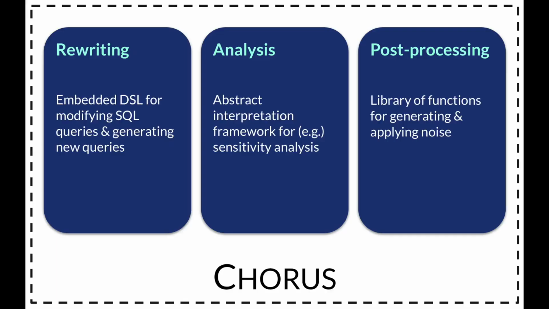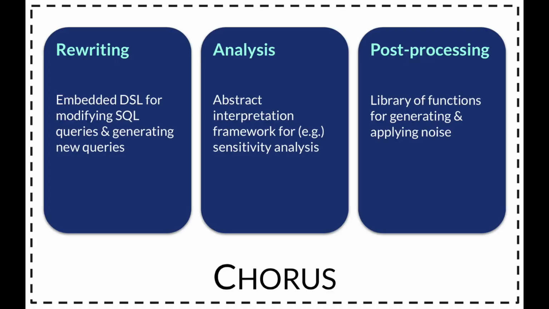So the Chorus system really has three major components. The first one is a component for rewriting queries. So if you have to do something like clipping before the query actually runs, then this component helps you rewrite the SQL query that's coming into the system so that the database can actually do that clipping for you. The second component is analysis. Remember I said we had to scale the noise differently for that length query versus the summation one. The analysis piece actually does abstract interpretation of SQL queries to figure out what is the scale of the noise that you have to add to the particular query that you're running.